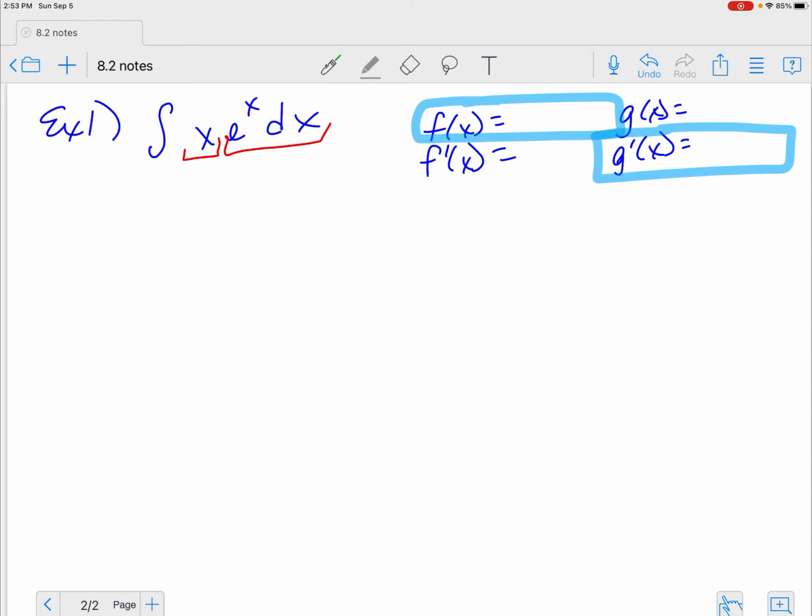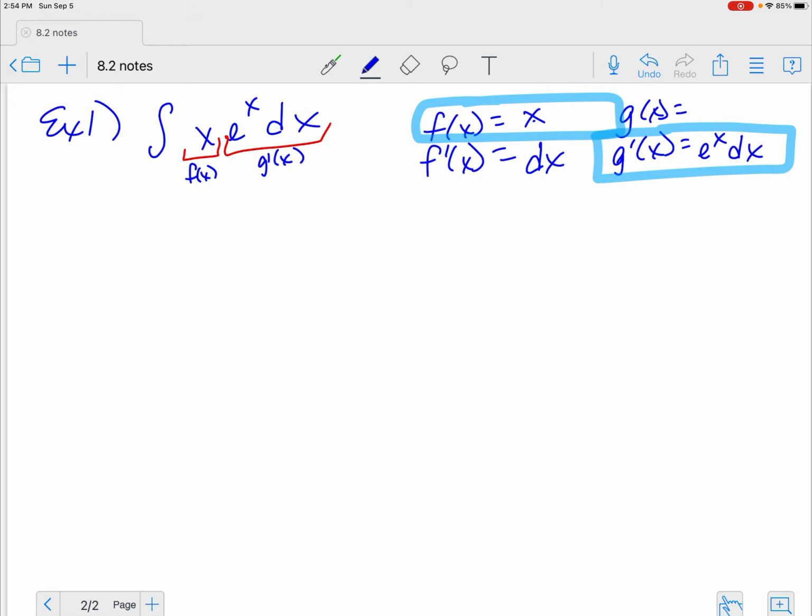So, oops, I'm going to go blue. This is my f of x. This is my g prime of x. E to the x dx. Keep that differential on there. That's showing that that's that derivative. That's where my differential comes from. Then I'm going to do the derivative of x is 1 dx. Don't forget your differential. It's important.